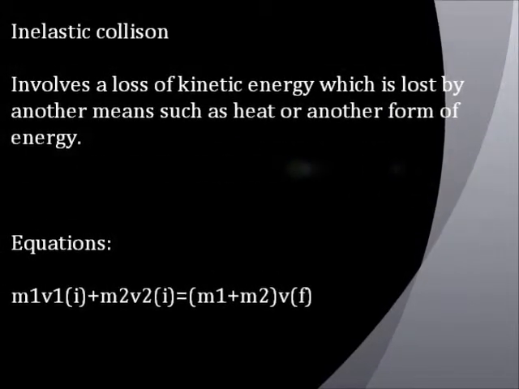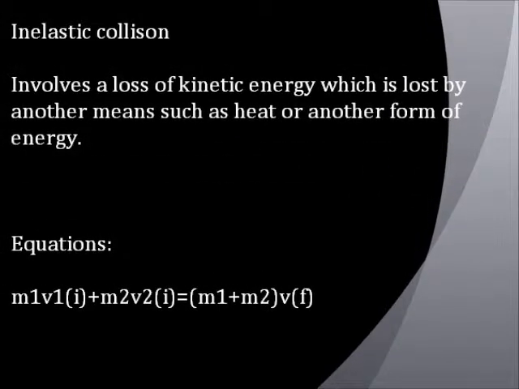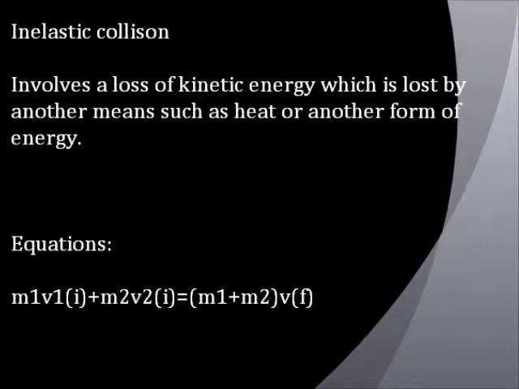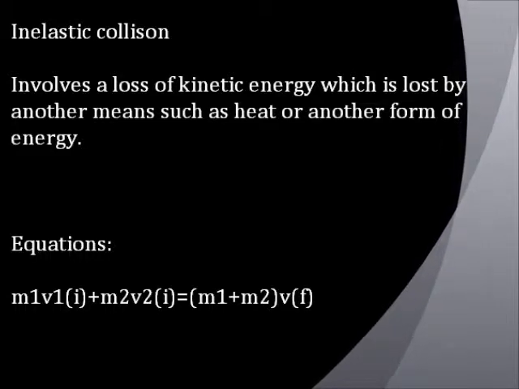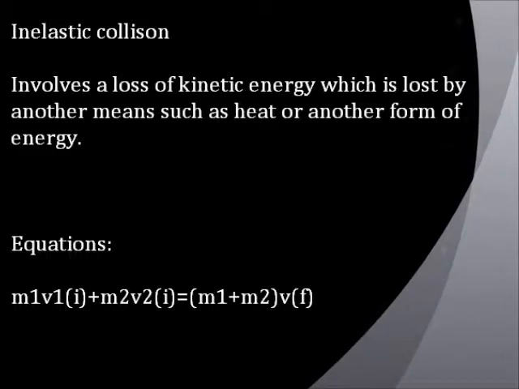Inelastic collisions involve a loss of kinetic energy, which is lost by another means, such as heat or another form of energy. An equation for inelastic collision would be the initial momentum of the first object plus the initial momentum of the second object, which equals the combined masses times the final velocity.